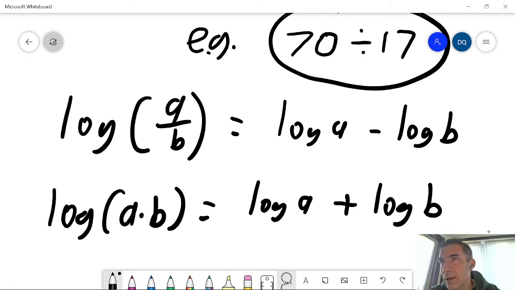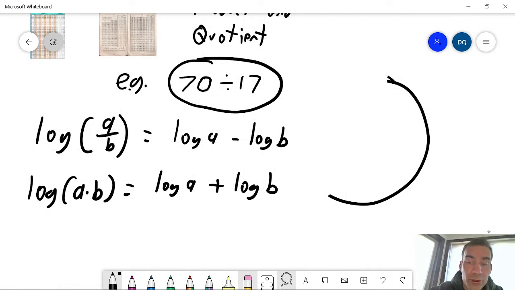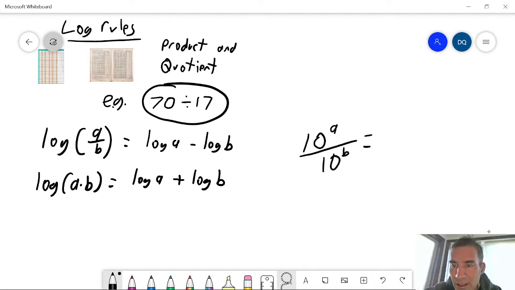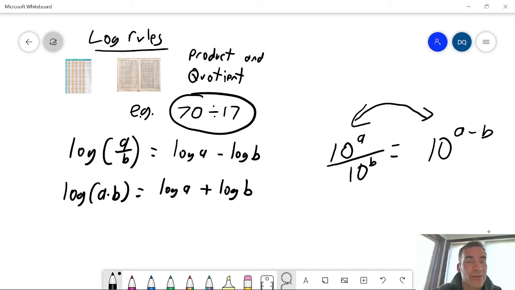The reason why is, remember, the log gives you the exponent, and these are analogous. Well, they're really just sort of other versions, or the log version of these rules here. If you have, say, 10 to the A, and you divide that by 10 to the B, that's equal to 10 to the A minus B. So dividing powers can be done by subtracting exponents, but the log gives you the exponent. So when you're dividing numbers and you take the log of them, that is the same number as subtracting the logs.